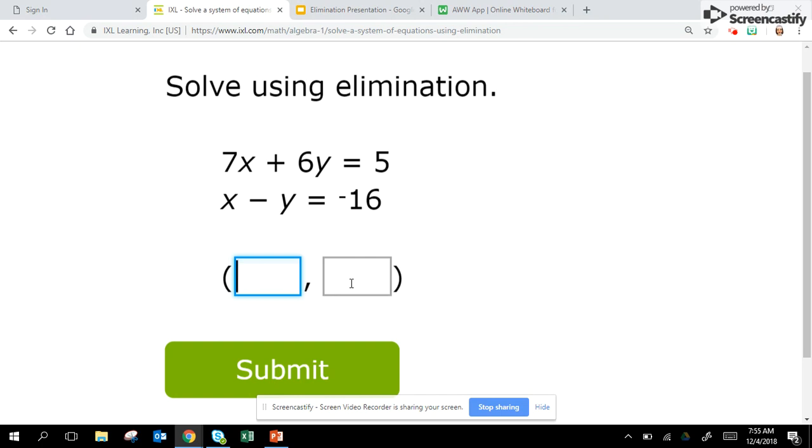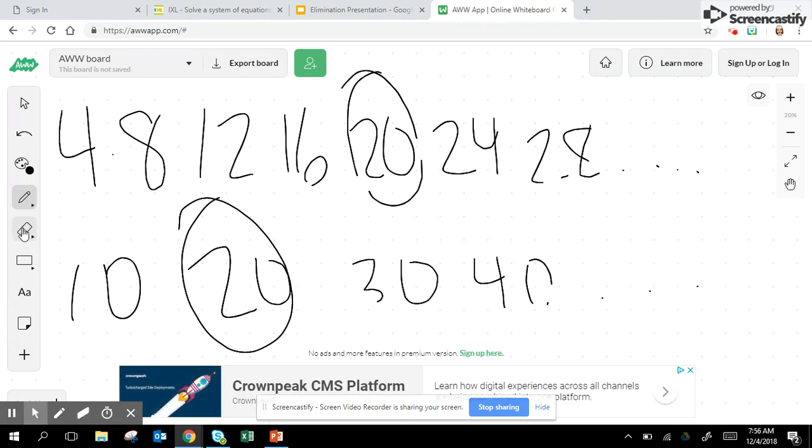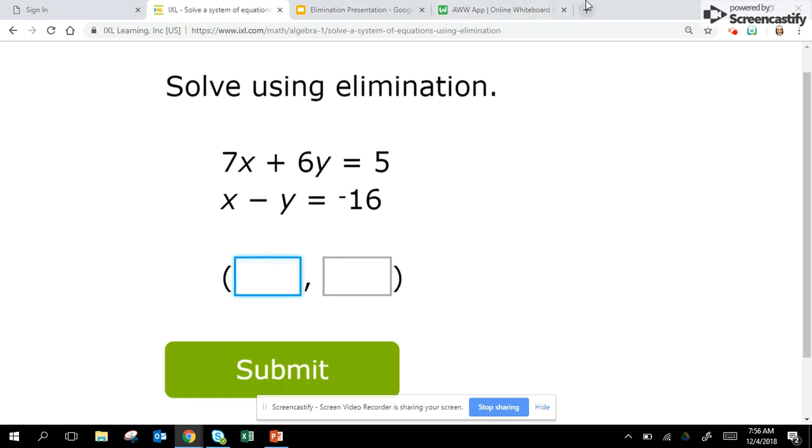So here, I can get the 7x and x to be the same, or I can get 6y and negative 6y to be the same. It really doesn't matter which one I do, but I have to do one of them. So I'm going to come over here, and we are going to clear this, and we are going to do this problem. So I have, you ready?